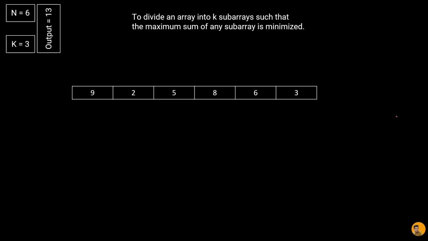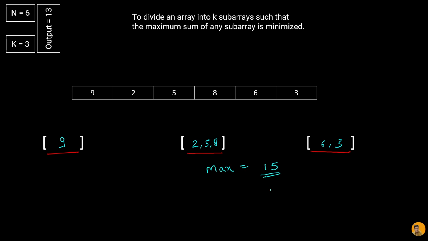So let's say we have this array and we need to divide it into 3 subarrays such that any subarray has the minimum sum possible. Let's say, for example, we divided it in such a manner. This is one possible combination. I'm just writing it randomly. So this is a valid combination, right? It has been divided into subarrays, but is it minimum? Here the max sum is 2 plus 5 plus 8 is 15. So we are getting 15.